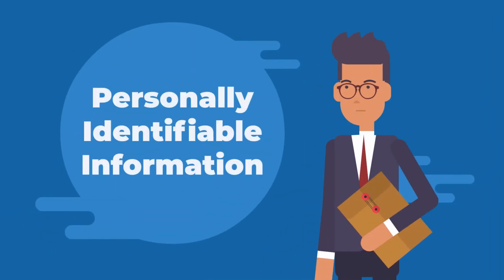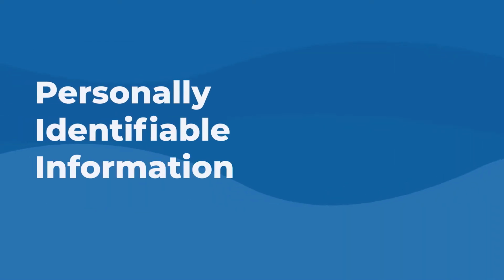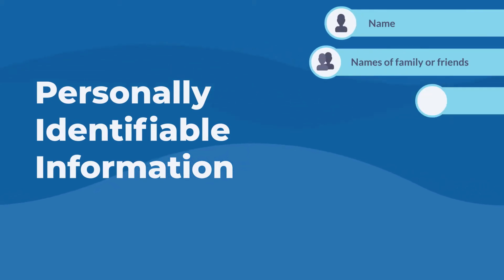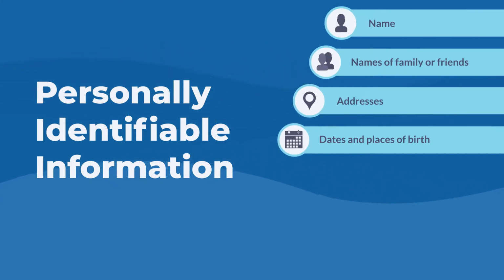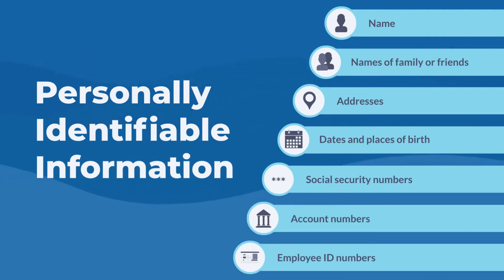Personally Identifiable Information. What is PII? PII is personally identifiable information that includes a person's name, the names of family or friends, addresses, dates and places of birth, social security numbers, account numbers, and even employee ID numbers.